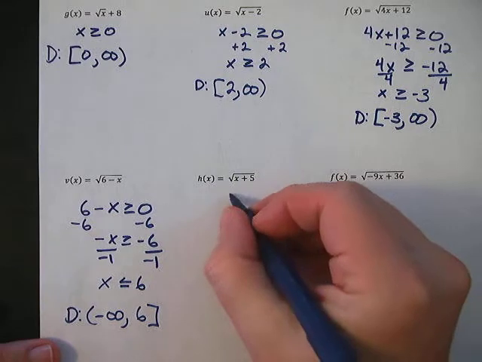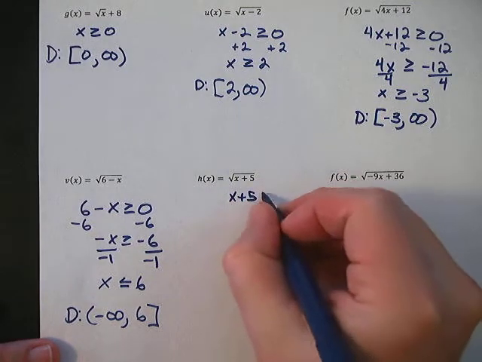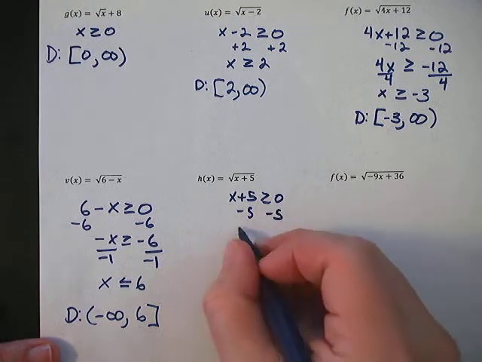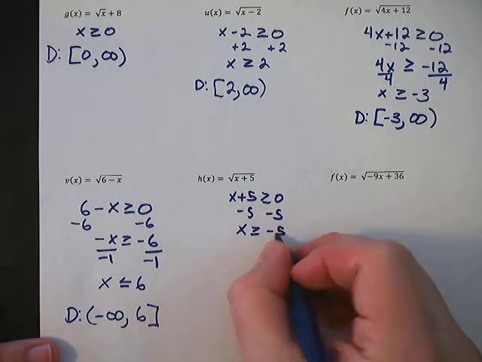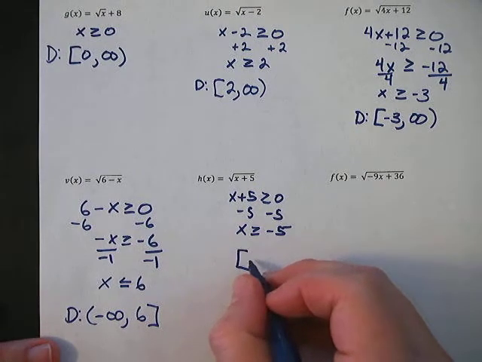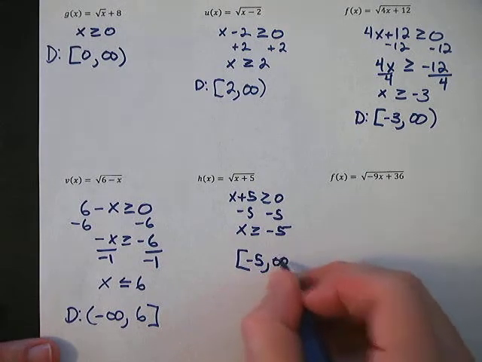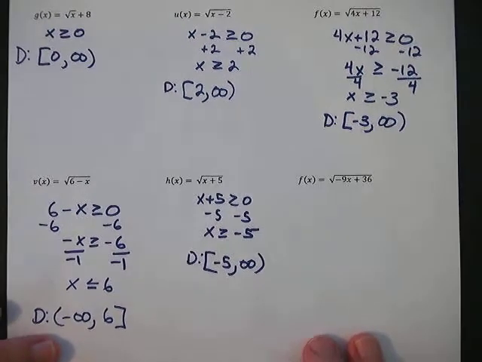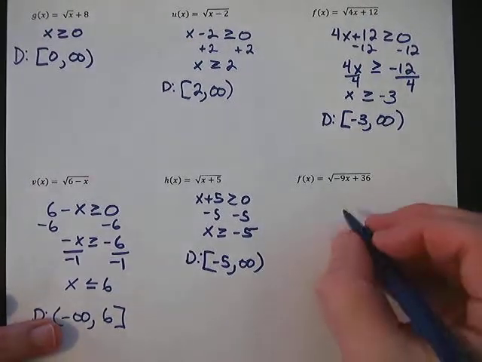Okay, this one has x plus 5 inside the square root, so it's a pretty easy one. Subtract, so you get x is greater than or equal to negative 5. That means we will have a bracket, negative 5 to infinity. That's the domain. And the last one, we've got negative 9x plus 36.